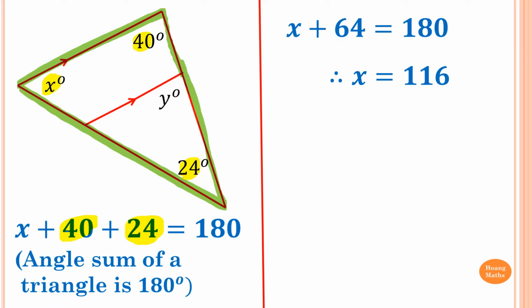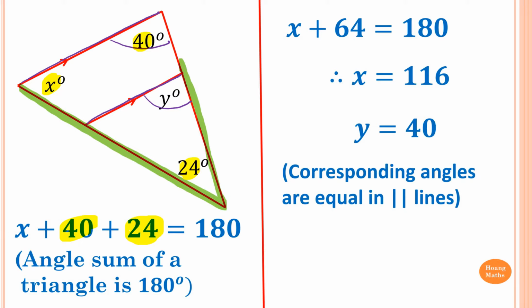Now to find the value of Y. If you think about it, this line here is parallel to this line. So therefore, it creates an F angle there. So corresponding angles, if you like. So Y is equal to 40. And the reason is corresponding angles are equal in parallel lines.